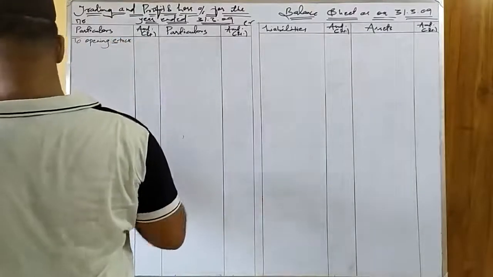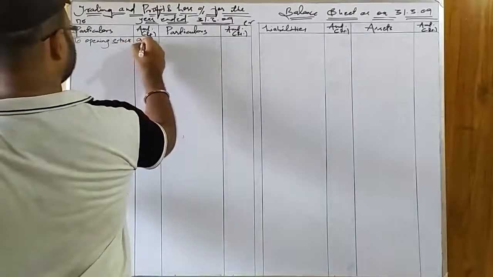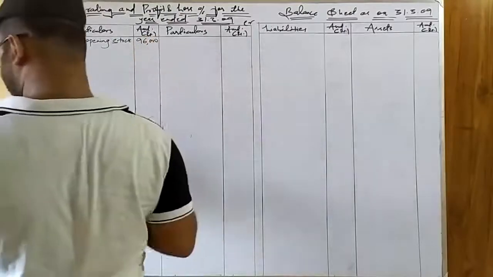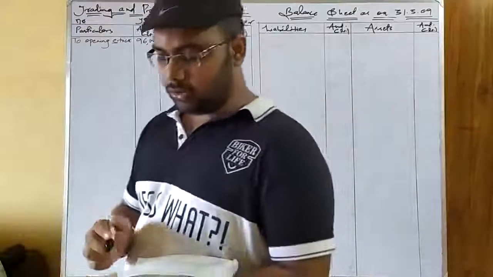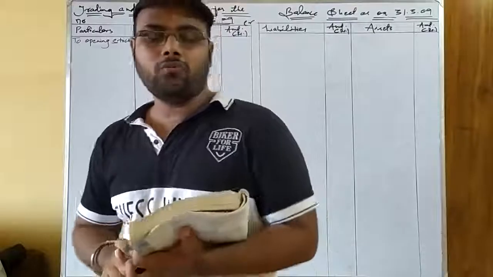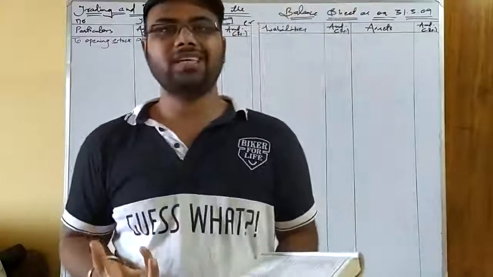So opening stock given is 96,000. The next item given is wages. So see, wages is an expense. Now find out what kind of expense wages is. Wages is a direct expense.